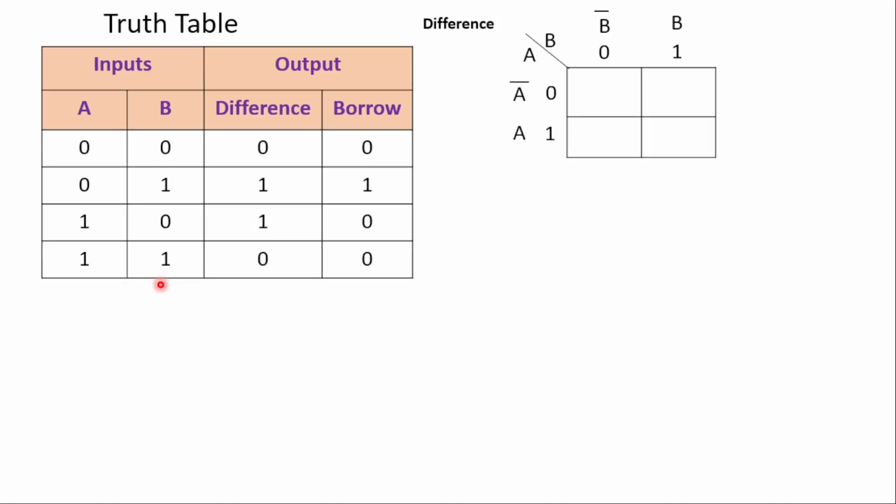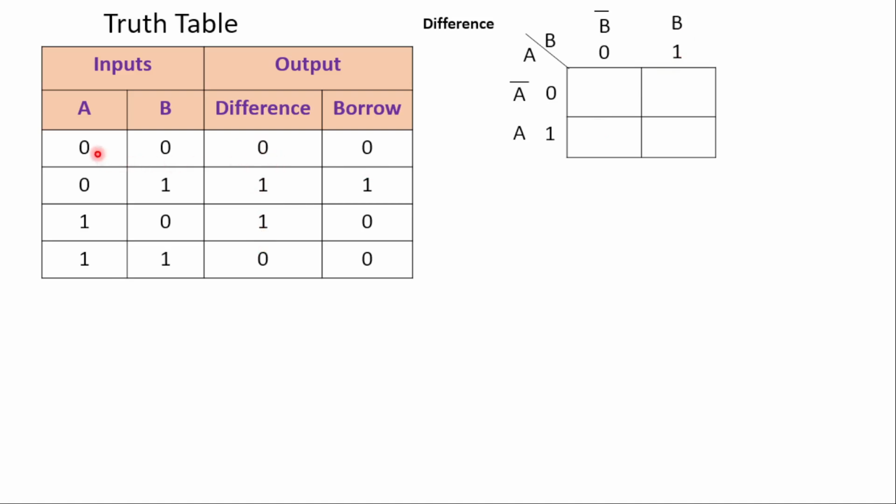Now let us find out the expression for difference by using the K-map. So we'll just concentrate on this difference column. As number of inputs are 2, that is A and B, a 4 cell K-map of 4 squares is required. A is written here whose values can be 0 or 1, that is A bar, A. Similarly, B is written here, B can be 0, which is also called B bar. B can take a value of 1, which is B. And the output values, that is the difference values, are written inside the box.